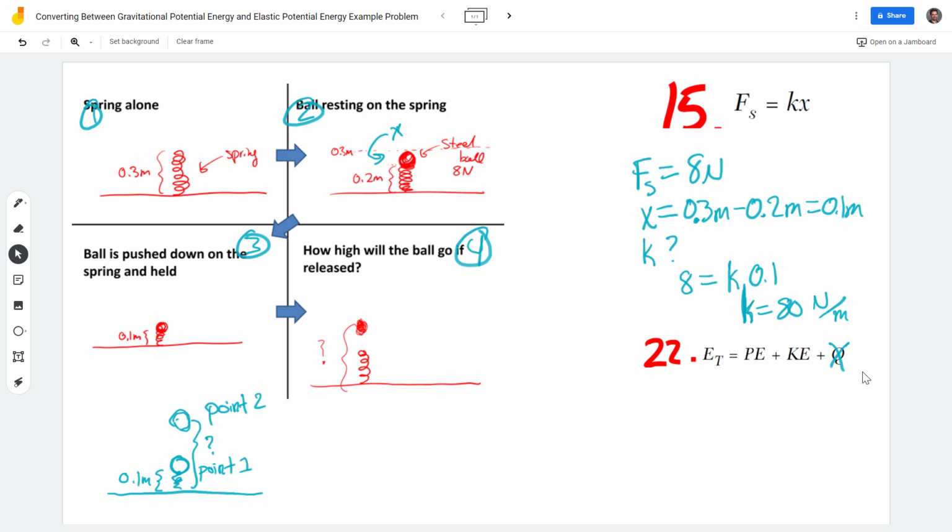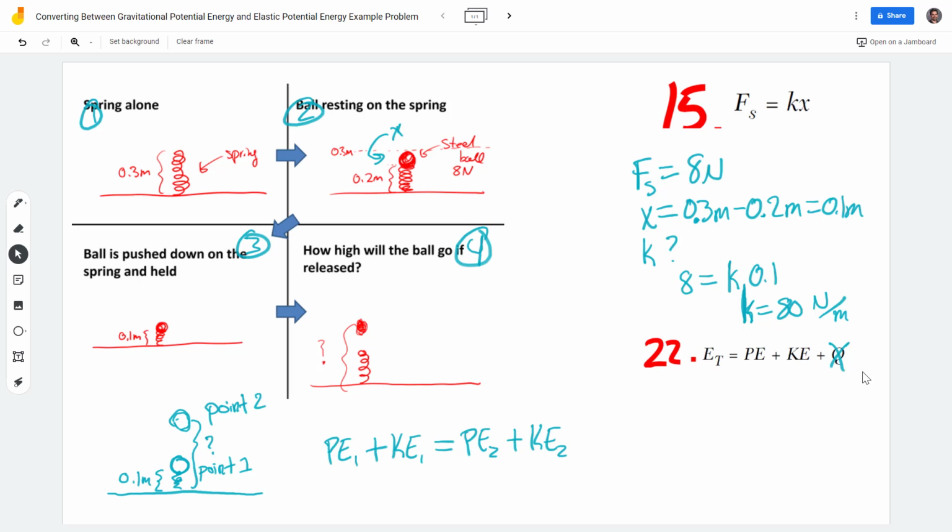Now, the total energy doesn't change from point 1 to point 2. And so what we can say is that the potential energy at point 1 plus the kinetic energy at point 1 equals the potential energy at point 2 plus the kinetic energy at point 2. That's how we use this equation.